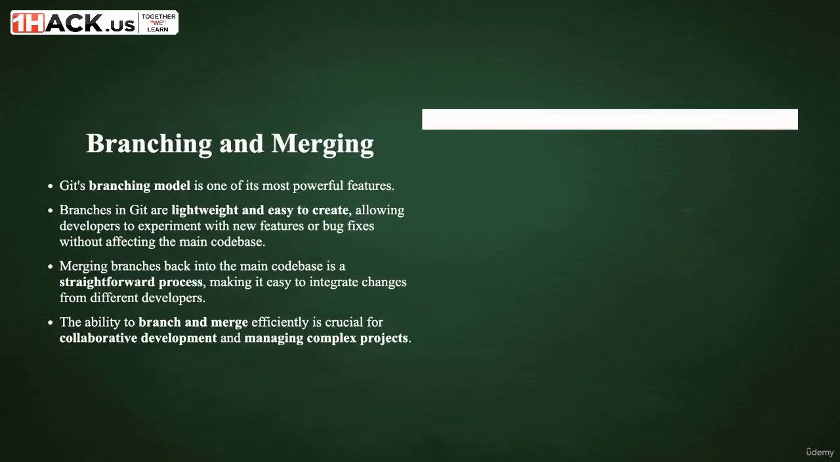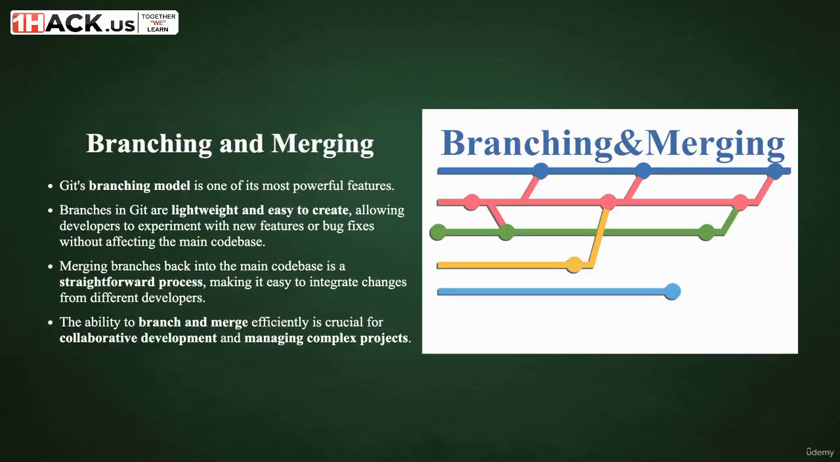Another key feature of Git that contributes to its popularity is its branching and merging capabilities. Git's branching model is one of its most powerful features, allowing developers to create and manage branches with ease. Branches in Git are lightweight and easy to create, enabling developers to experiment with new features or bug fixes without affecting the main code base. This allows for a more flexible and iterative development process, where developers can work on different aspects of the project simultaneously without interfering with each other's work.